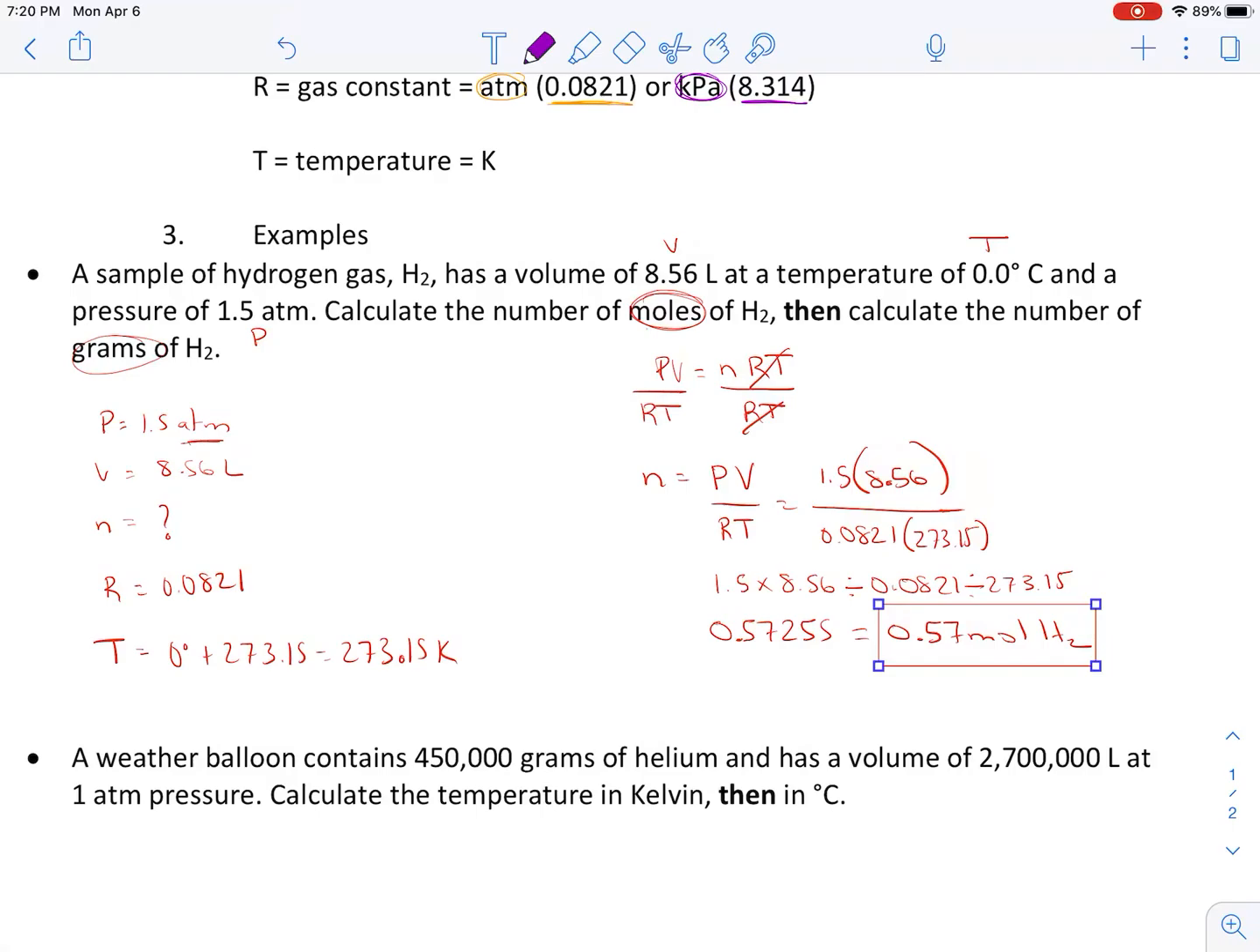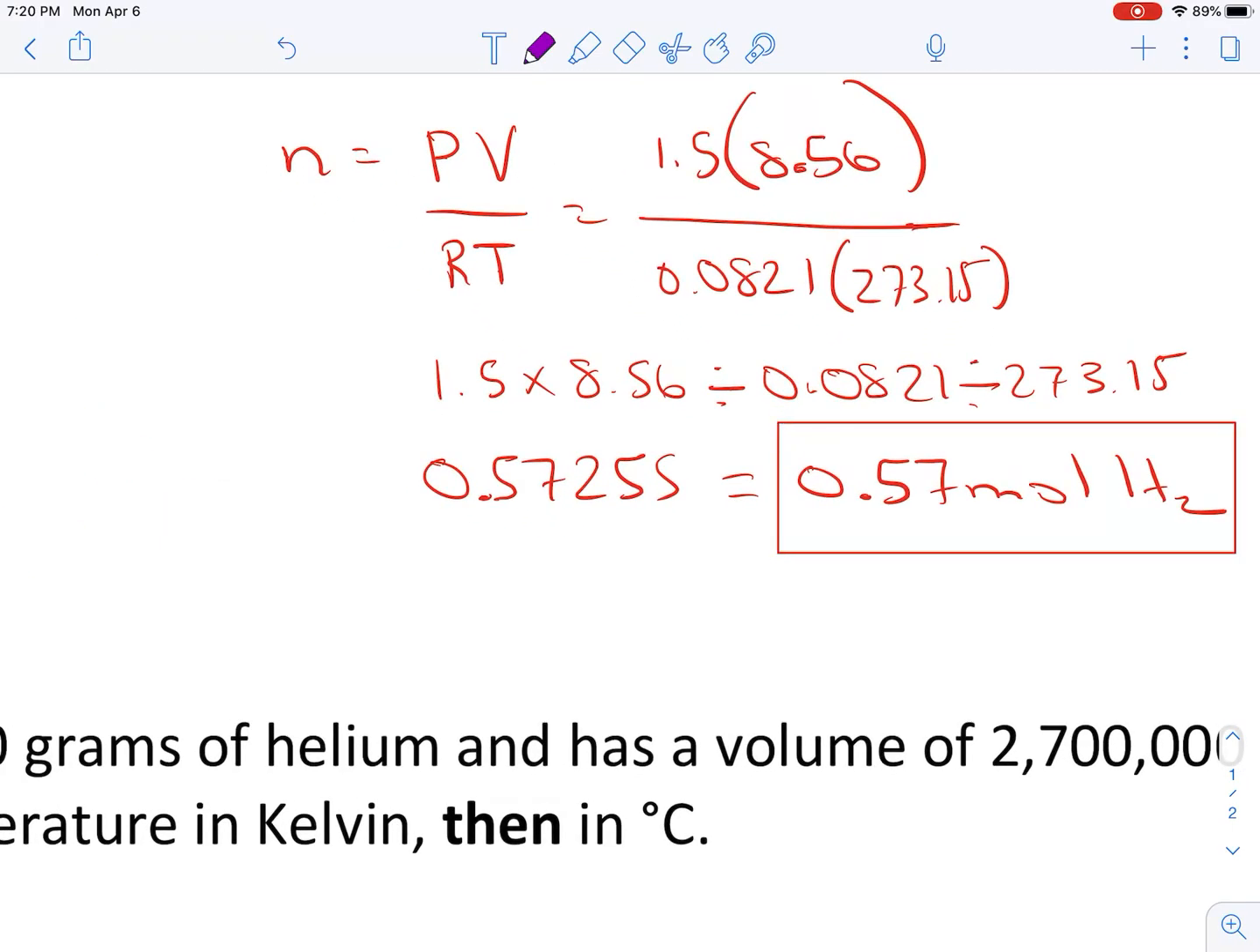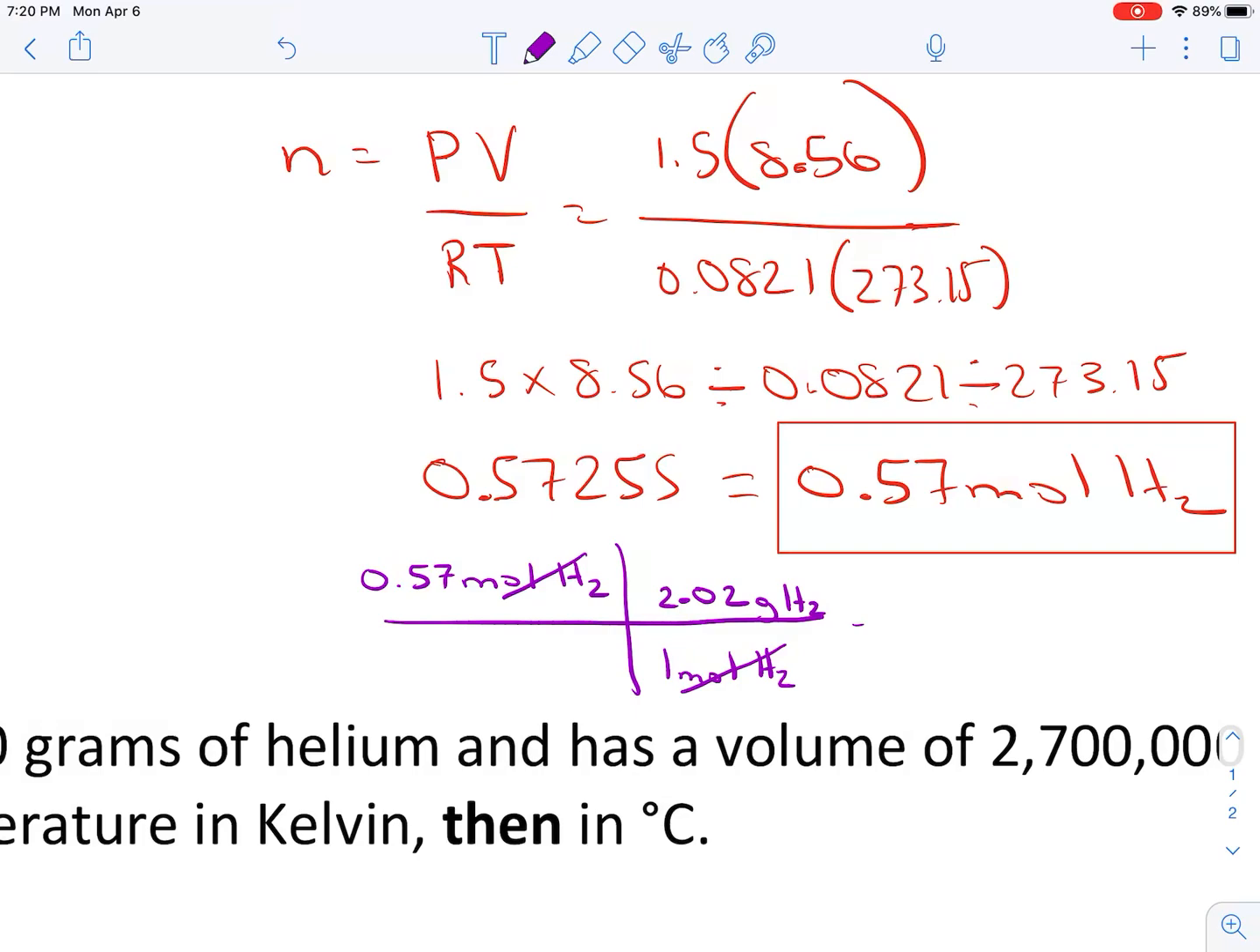So I'm going to scroll down just a little bit here and squeeze this in. We know we have 0.57 moles of H2. And we've got to get to grams. So to do that, we multiply by the molar mass of H2. And to find the molar mass, remember we take 2 times the atomic mass of hydrogen, which is 1.00794. So we got 1.00794 times 2. That's going to give us 2.02 if we're rounding to the nearest hundredth. And now we multiply that times our 0.57, and there's our answer, 1.1 grams of H2.